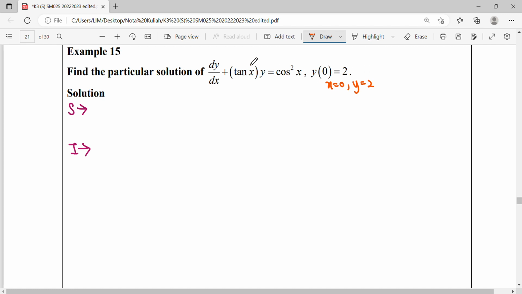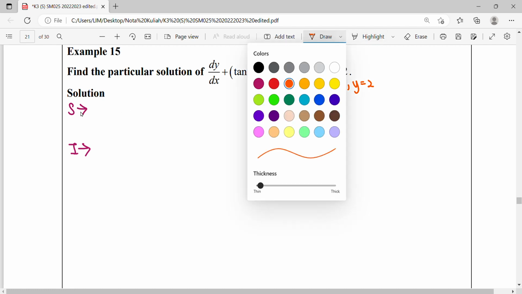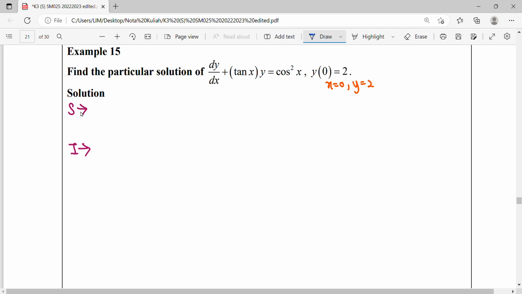So for this question we're using an integrating factor. First step, standard form. This equation is already rewritten in standard form. Start with dy/dx, then the term y, equals the remaining thing here, which is the x term. From the standard form, we have to identify what our P(x) is. Our P(x) is the coefficient of y, which here is tan x.